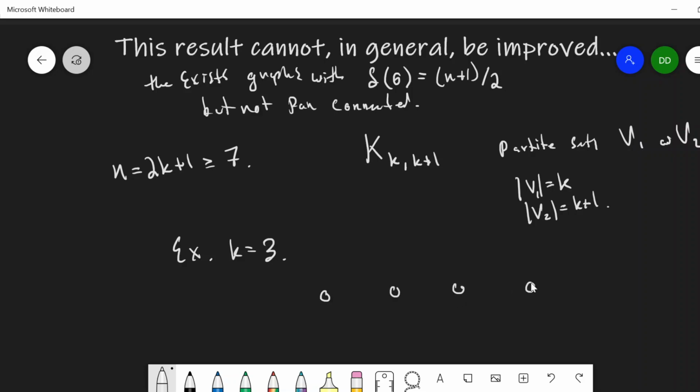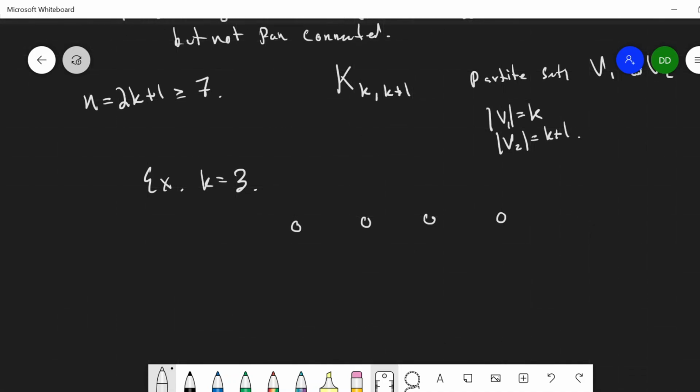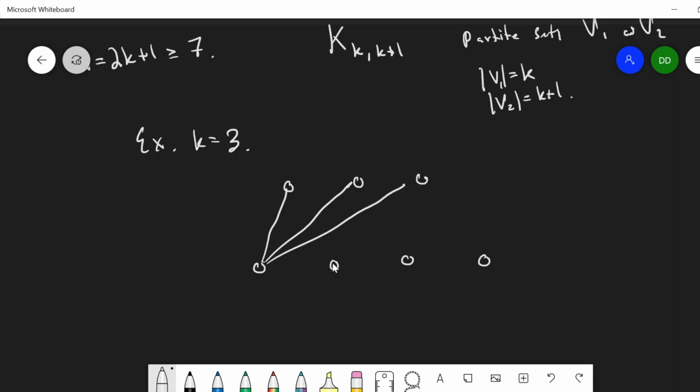1, 2, 3. So there's my one partite set, and then I'm going to have my other partite set down here, which will be order 4. 1, 2, 3, 4. So I'm going to leave this partite set alone. Let me draw the rest of the complete bipartite graph, start here and then add some things to it.